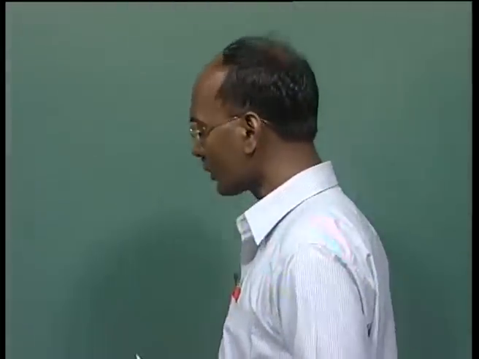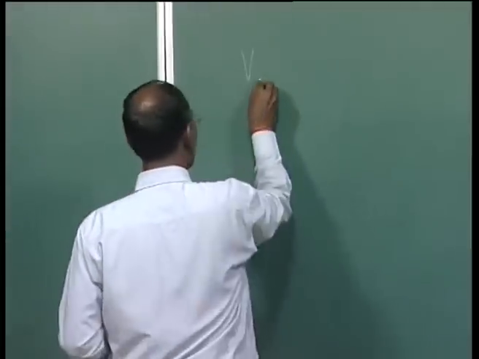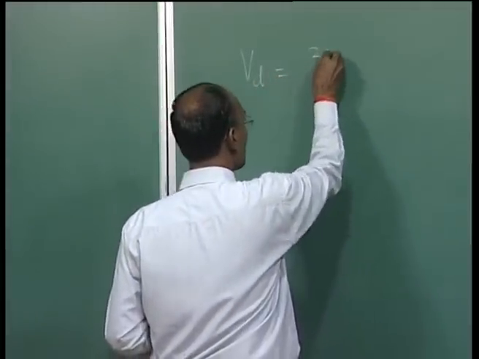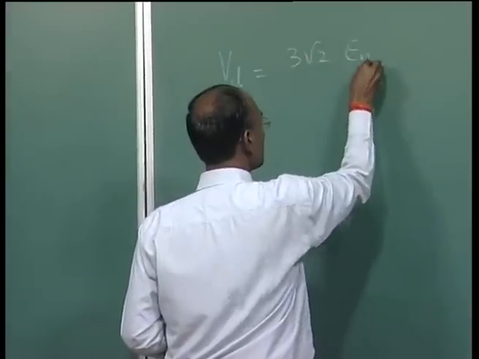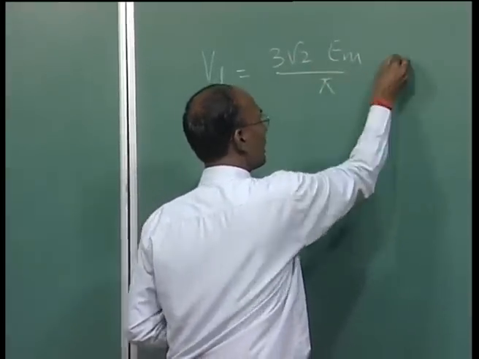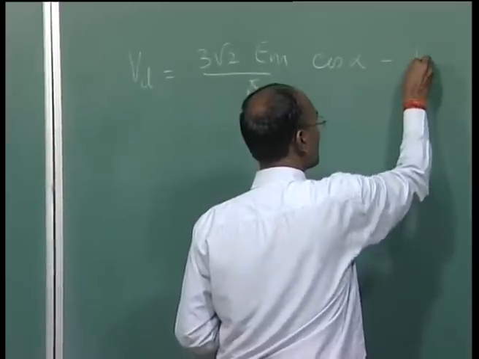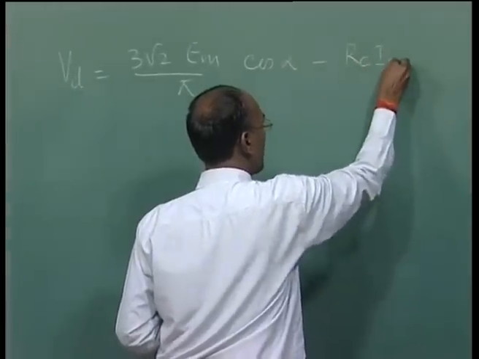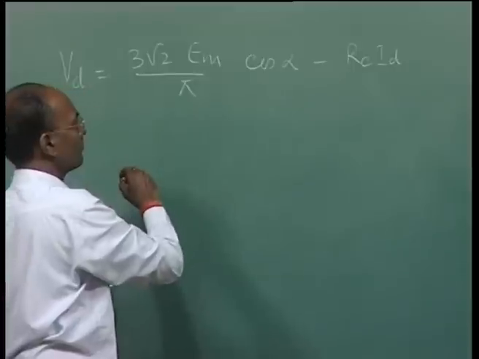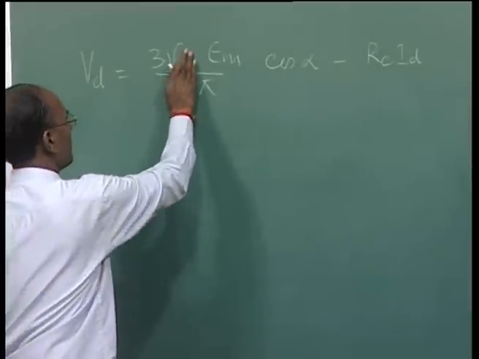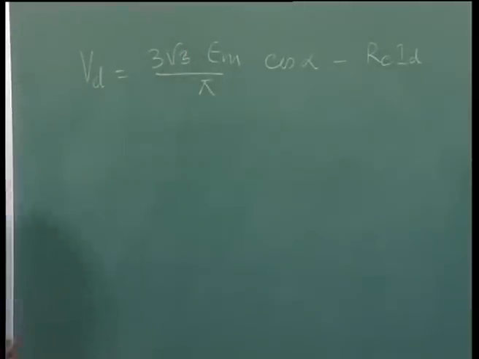If you remember, I wrote the equation for VD, that is 3 root 2 EM over pi, cos alpha minus RC into ID. Oh, sorry, 3 root 3, yes, sure. So we wrote this equation, and we derived it also. Now you will see it is slightly different from what I have written here.